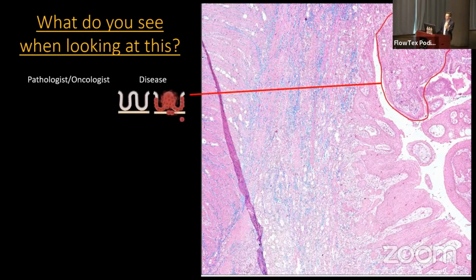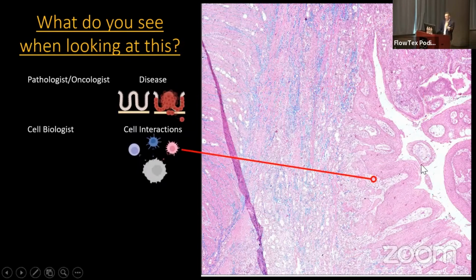So for example, if I put on my pathologist hat, I see this area of the tissue and realize this is diseased tissue and abnormal, and this is a problem that's potentially cancer for the patient. Whereas if I put on my cell biologist hat, I can start to see cell-cell interactions that may be recurrent across the diseased tissue that might implicate a mechanism in the disease.